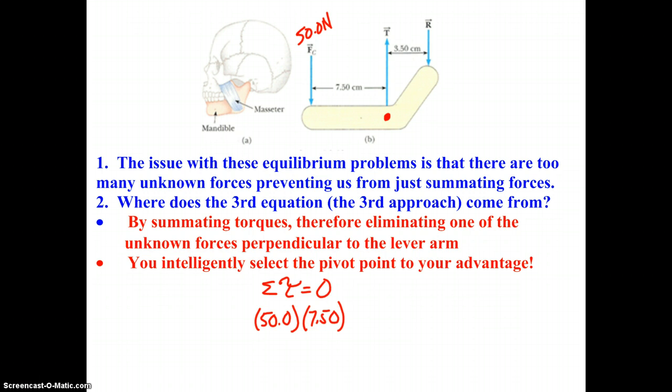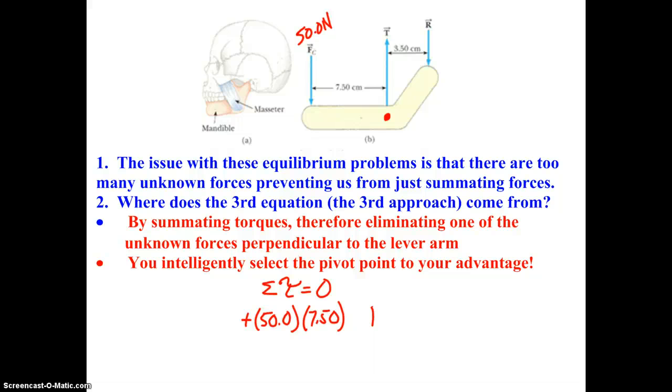You may have questions there, shouldn't we be using meters? I'll get back to that in a second. The answer is no, we don't have to. Now we need to consider its rotation. By itself, Fc would cause the jawbone to rotate counterclockwise around the pivot point that we've selected, so its torque is positive.